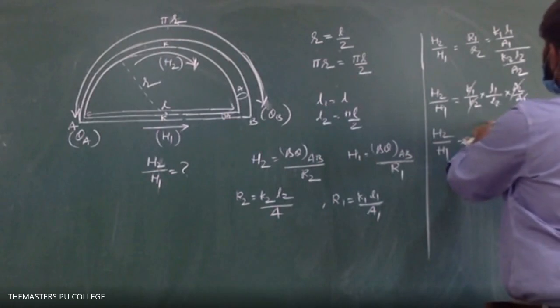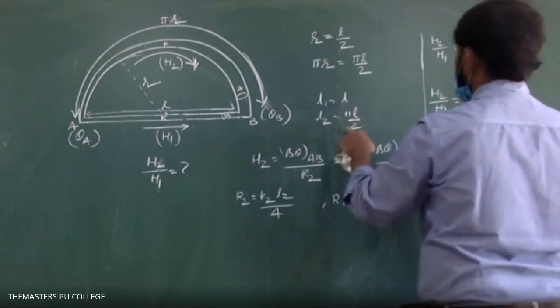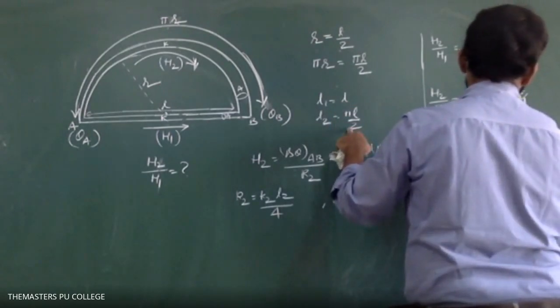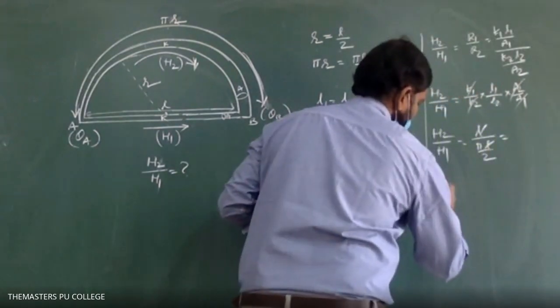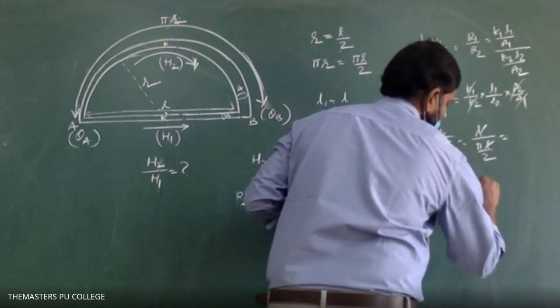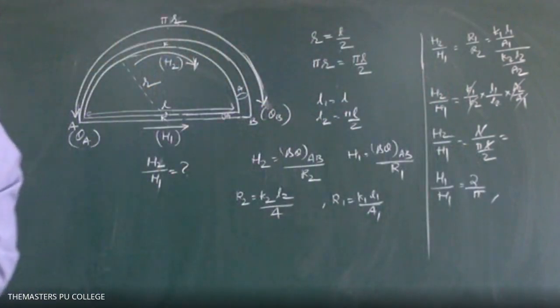So L1 is equal to L, divided by L2, which is pi L by 2. That implies L gets cancelled. So therefore H2 upon H1 is equal to 2 by pi. This is about the option 2 by pi.